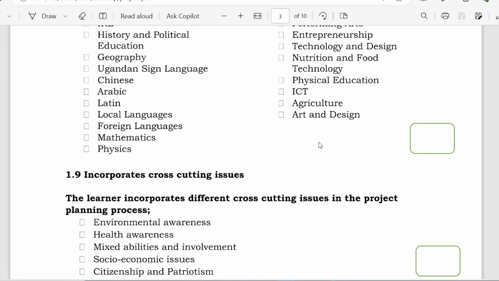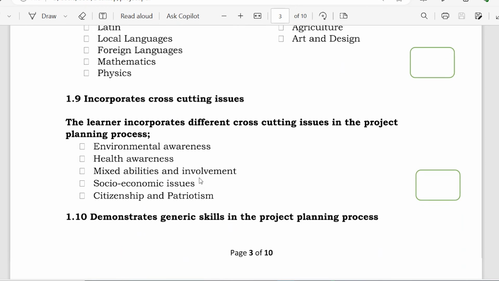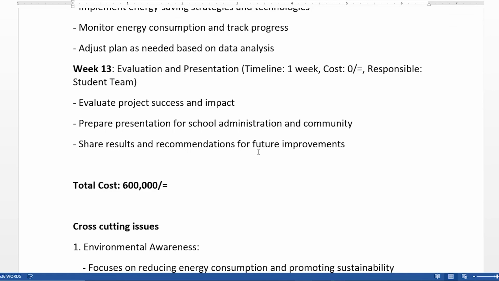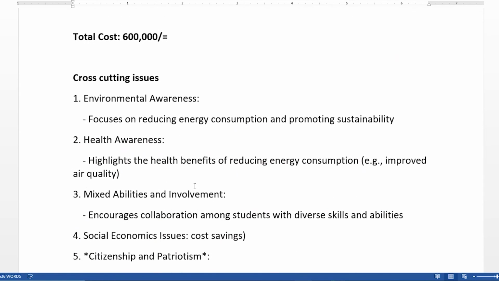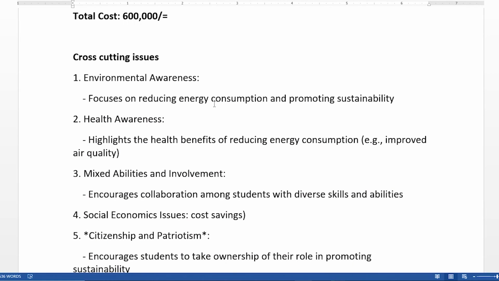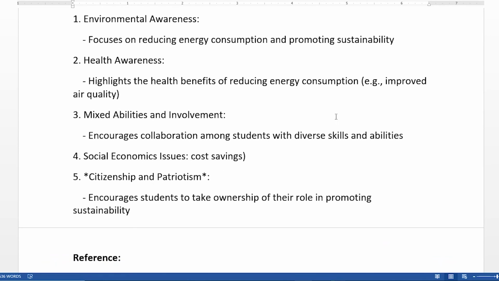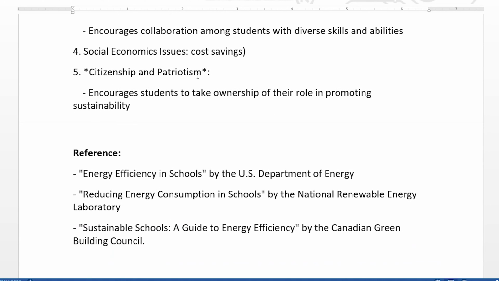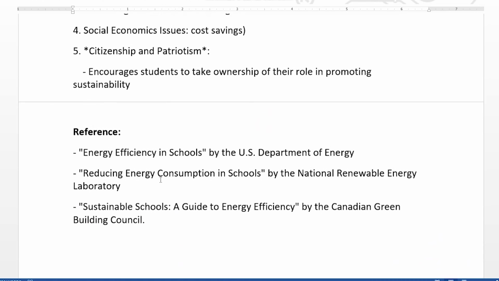And then after that, we also have incorporating cross-cutting issues. Let me give you a brief review of how I've incorporated this. We have one here, cross-cutting issues, environmental. It focuses on reducing energy consumption, which will promote sustainability. Then health awareness, and so on, they're all here. And then it is saving. If you do the project, instead of wasting energy, it is cost saving. Patriotism, it encourages students to take ownership of their role in promoting sustainability. So therefore there is patriotism, love for the country, in going ahead to do that.